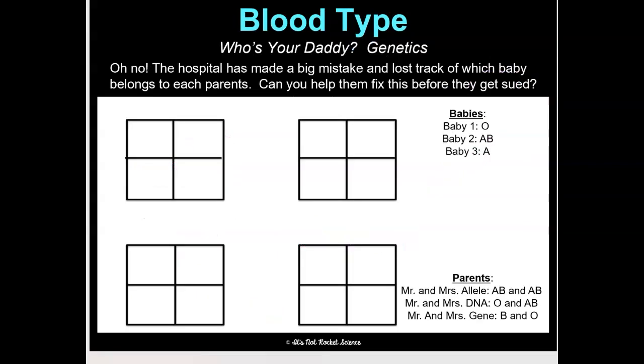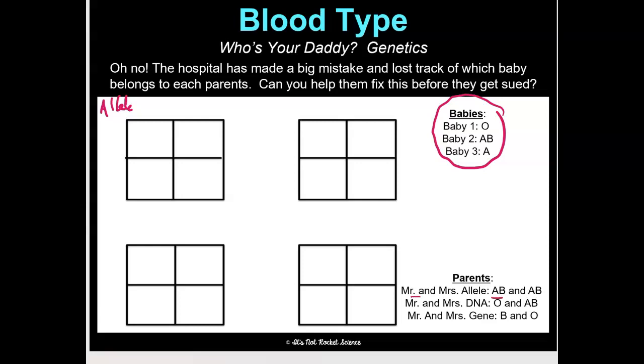All right, so let's do a fun one. So we had a hospital mix-up here. So we have 3 babies, but we don't know which parents they belong to. Fortunately, we know the blood types of baby 1, 2, and 3, and we know the parents' genotypes. So we're going to go ahead and figure out what the possible blood types would be for each one of these sets of parents. So I'll start with Mr. and Mrs. Allele up here as an example, and then I'm going to have you guys try this on your own.